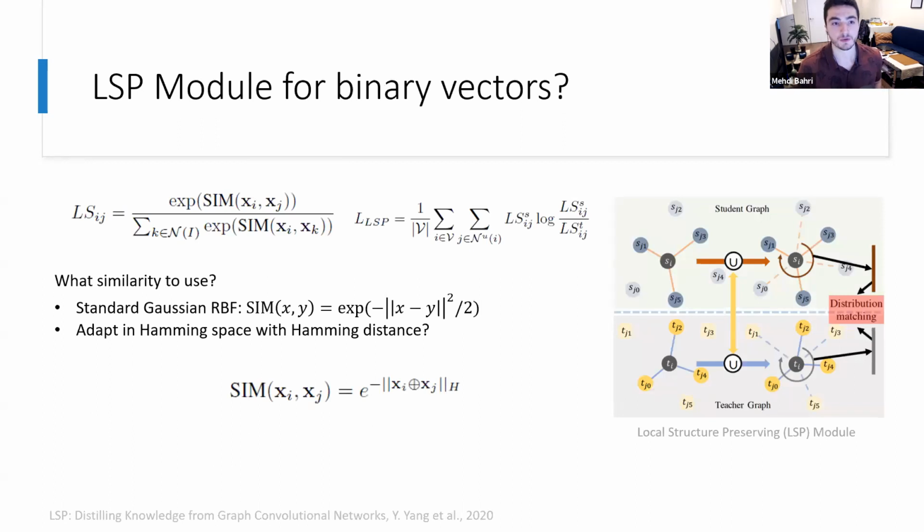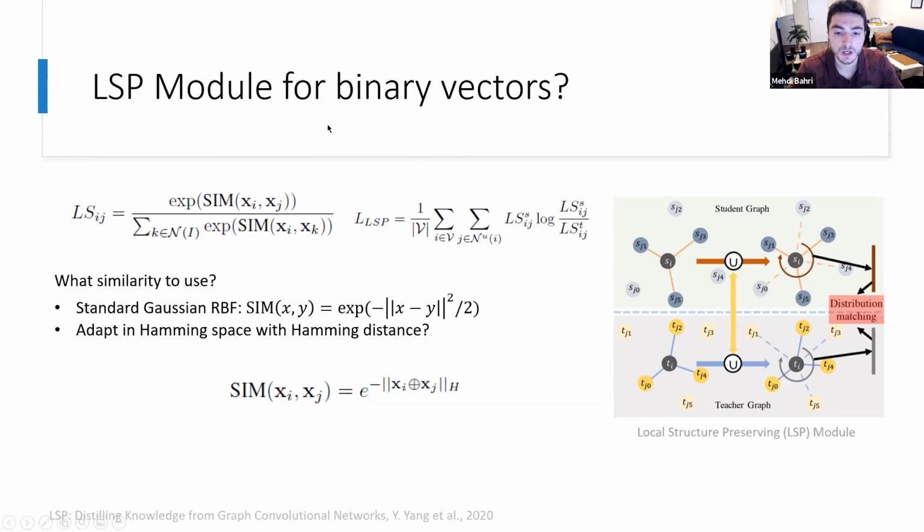Right, so a quick word about the LSP module. So LSP is a technique for knowledge distillation on graphs that incurs a loss on the distribution of similarities between node features between a node and its neighbors. So for example, here we have a node and we have its neighbors, and we compute a softmax of the similarity measures between the features of the node and its neighbors. And we do this for the student and the teacher. And then we have these similarity vectors, which are distributions, and the final loss is a KL divergence.